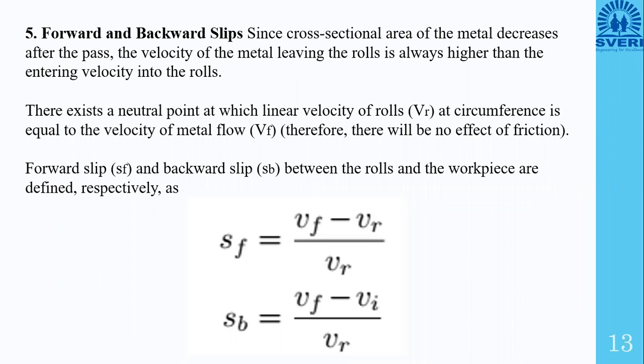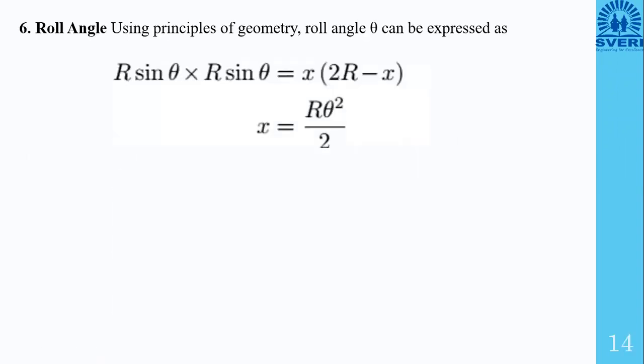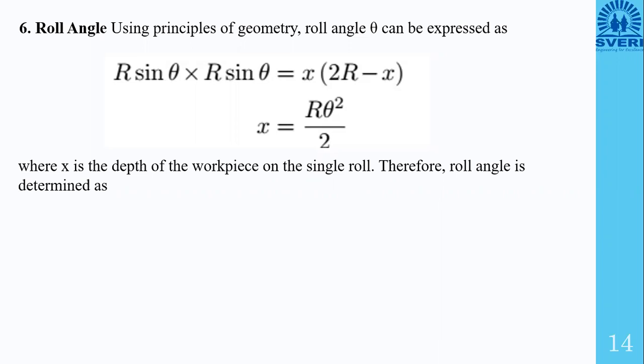That is the linear velocity of the roller, VR. Okay, so that we have to find. These are some nomenclatures. Then the roll angle, which we have not gone through yet, is theta. Using the principle of geometry, the roll angle theta can be expressed as R sin theta into R sin theta, that is, R sin theta squared is equal to x into (2R minus x).